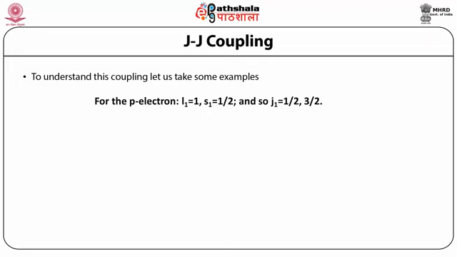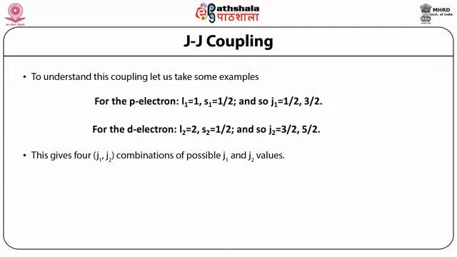For p electron, l1 is equal to 1, s1 is equal to 1 by 2 and so j1 is equal to 1 by 2, 3 by 2. For the d electron, l2 is equal to 2, s2 is equal to 1 by 2 and so j2 is equal to 3 by 2, 5 by 2. This gives 4 combinations of possible j1 and j2 values. These are 1 by 2 3 by 2, 1 by 2 5 by 2, 3 by 2 3 by 2, 3 by 2 5 by 2.